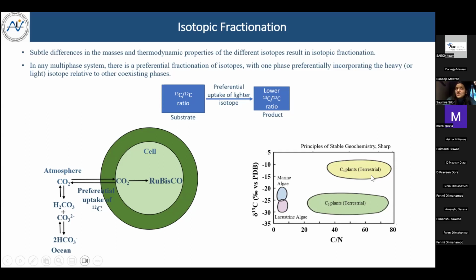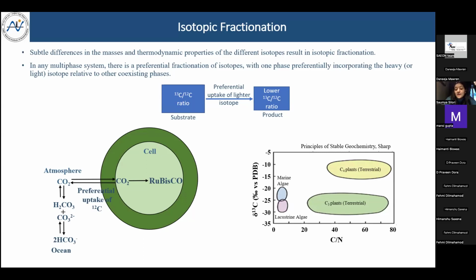Then for C4 plants, which use PEP carboxylase as a primary carboxylating agent, the fractionation rate is lower, and that's why we see less negative or higher values as compared to the C3 plants. So the values would be somewhere between -15 to -10. And then there is marine algae, which lies somewhere in between the C3 and C4 plants, and it has a different photosynthetic pathway. It could also have mechanisms like carbon concentrating mechanisms that result in such a signature. So it seems that there is quite a different isotopic signature for these different biological organisms.